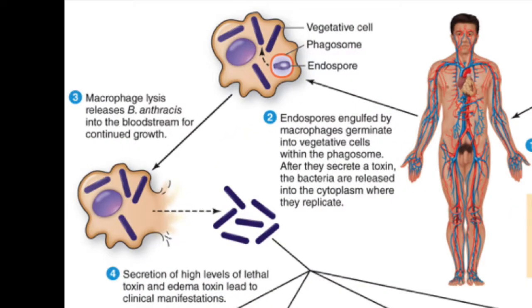Finally, the anthrax infection causes lysis and death of the infected cell. The newly lysed bacteria can then spread throughout the body using blood for reproduction.